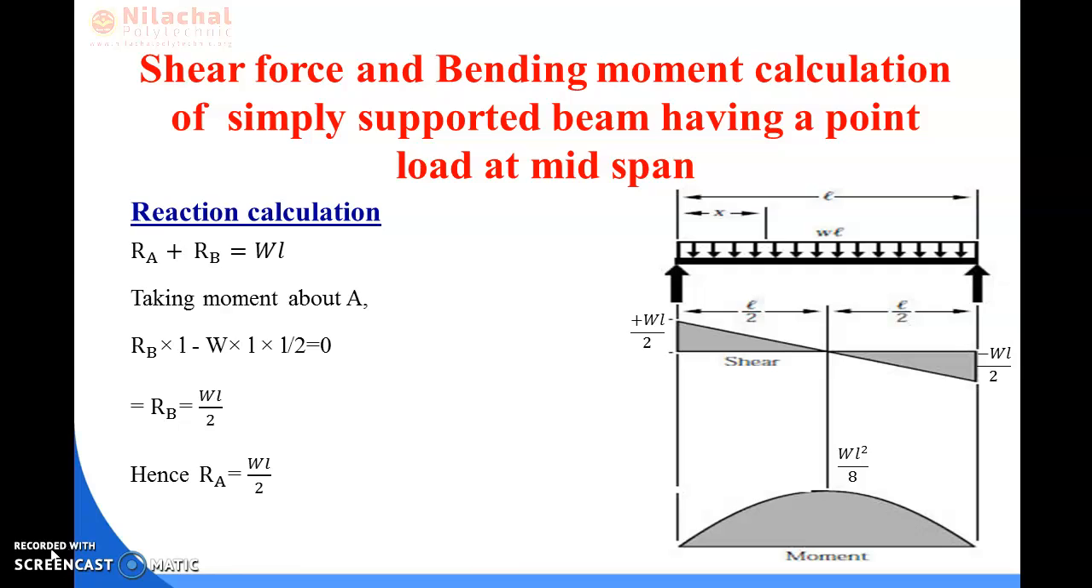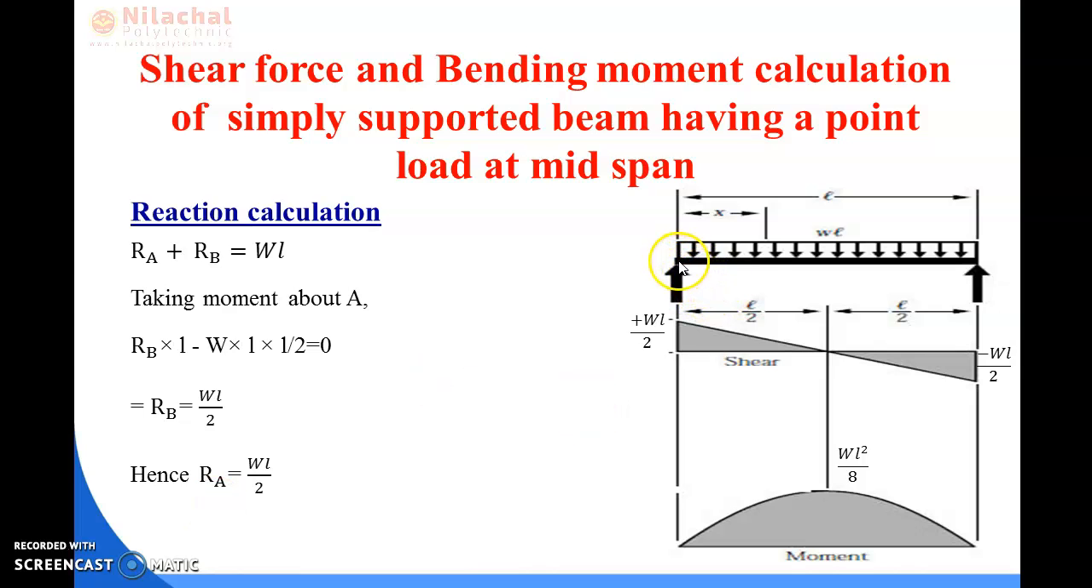So in the last class we have calculated the value of shear force and bending moment of a simply supported beam subjected to a point load at the midspan of the beam. And today we will calculate the value of shear force and bending moment of a simply supported beam having UDL at the all span of the beam.